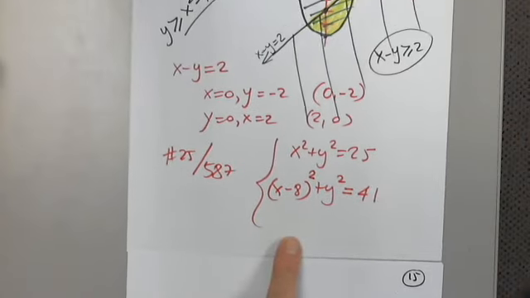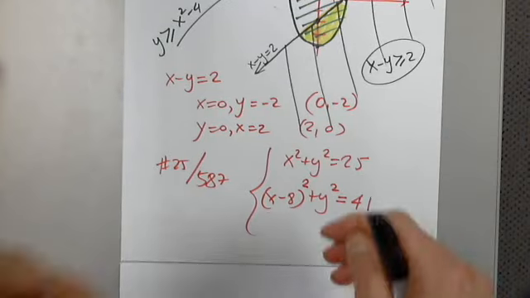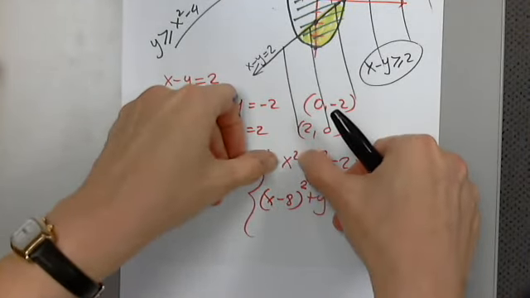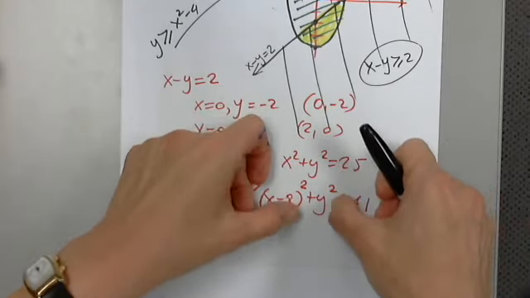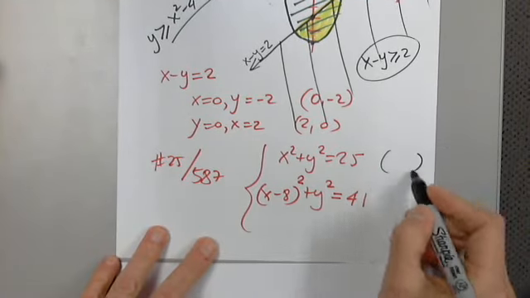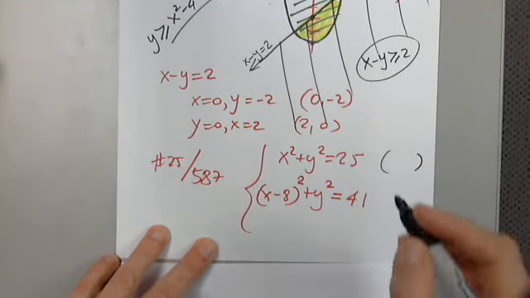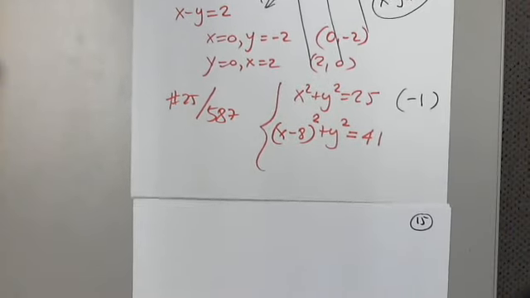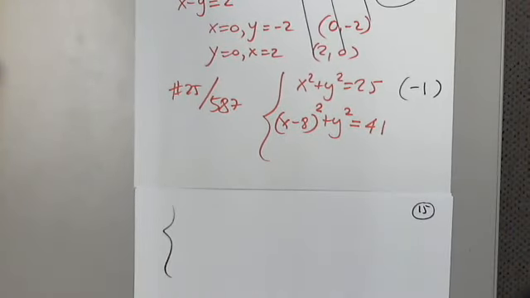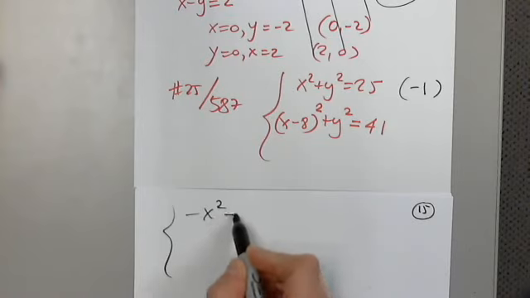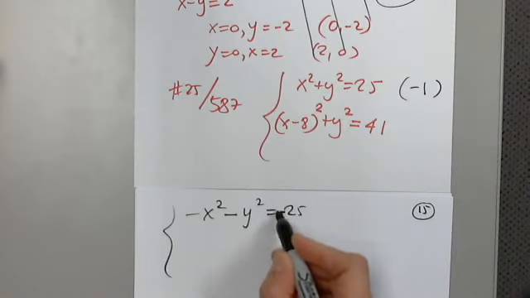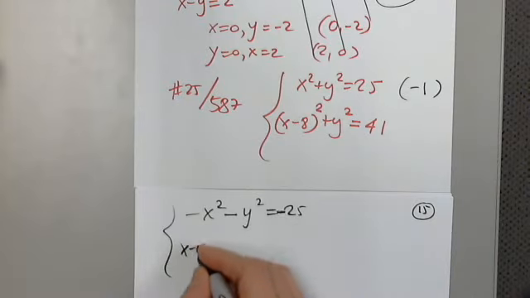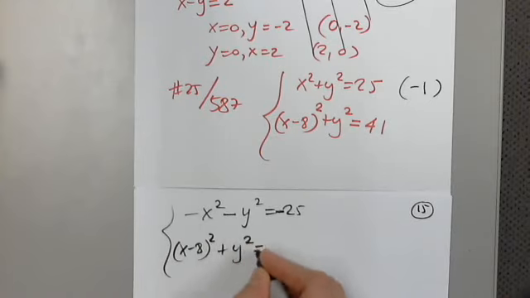Okay, I'm looking at these 2 equations and I'm asked to use elimination. Can I eliminate x? No. Can I eliminate y? Yes. The easiest thing would be to multiply the first equation both sides by negative 1. Do you agree? Okay, perfect. So please dictate the first equation. When we multiply both sides by negative 1, negative x squared equals negative 25. Good. Now I copy x minus 8 squared plus y squared equals 41.